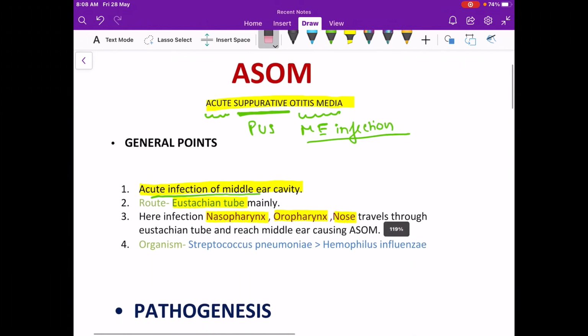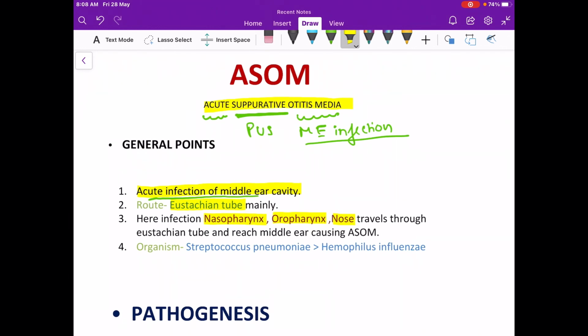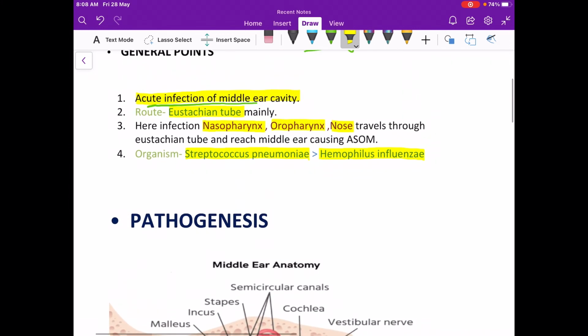The next point is that the most common microorganism associated with ASOM is Streptococcus pneumoniae. It is the most important microorganism causing ASOM, and the second most common is Haemophilus influenzae. To summarize the general points: it is an acute infection that reaches the middle ear by the eustachian tube, from the nasopharynx, oropharynx or nose. The most common organism is Streptococcus pneumoniae.